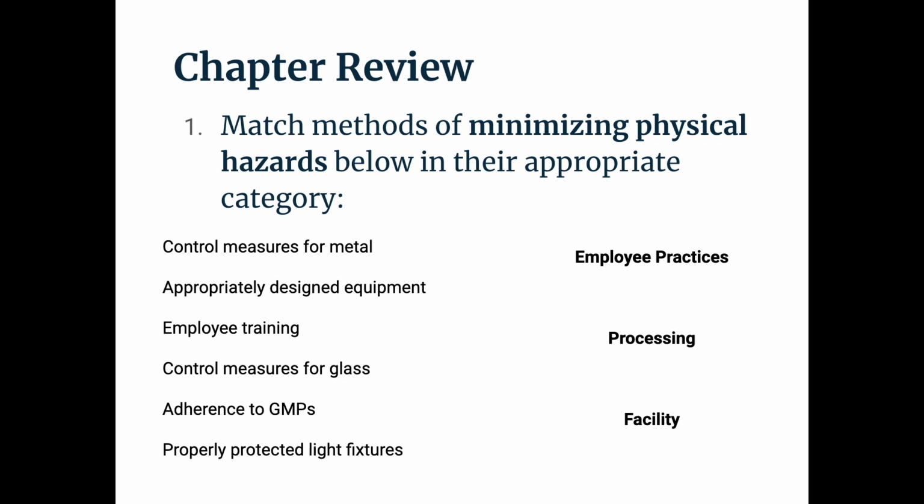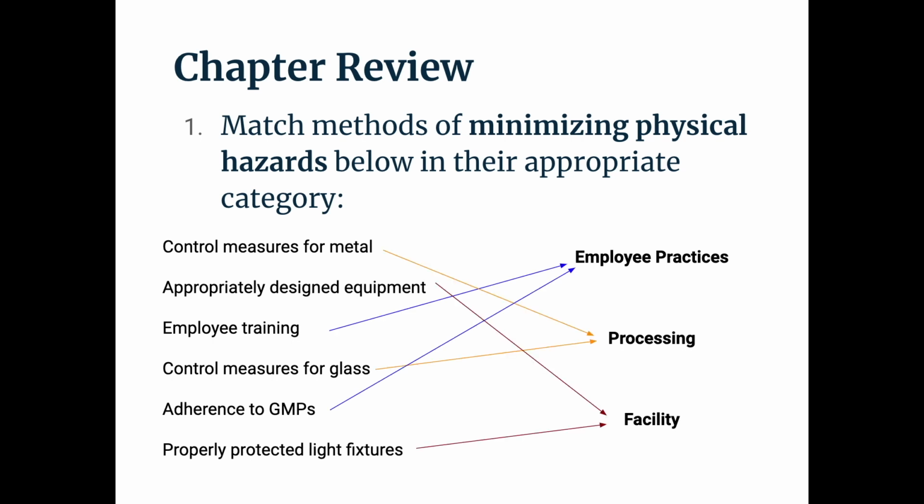All right. Control measures for metal is processing. Appropriately designed equipment is facility. Employee training is employee practices. Control measures for glass, that's in processing. Adherence to GMPs, employee practices. And then lastly, properly protected light fixtures goes to facility.